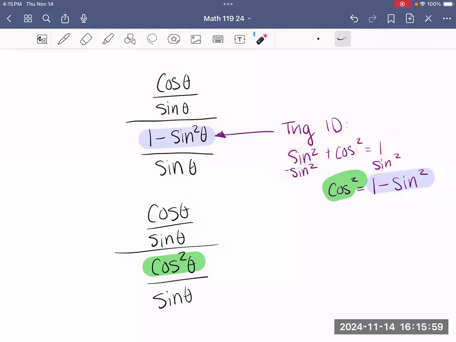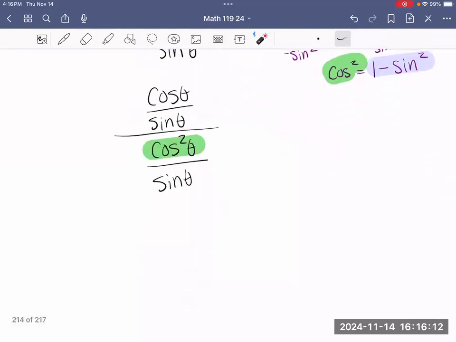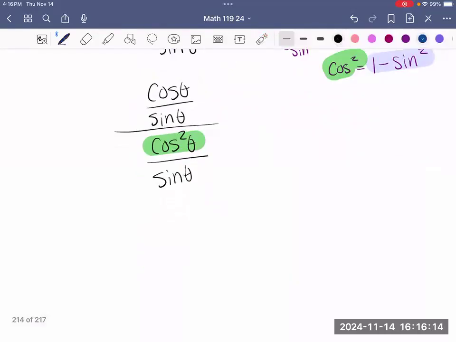So if we have 1 minus sine squared, it's equal to cosine squared. If we have 1 minus cosine squared, then it's equal to sine squared. So we can use one form or another. So now we can perform keep change flip, because you have a fraction over a fraction. And this could have been done after as well. I'm just a fan of cleaning everything up first and then flipping.